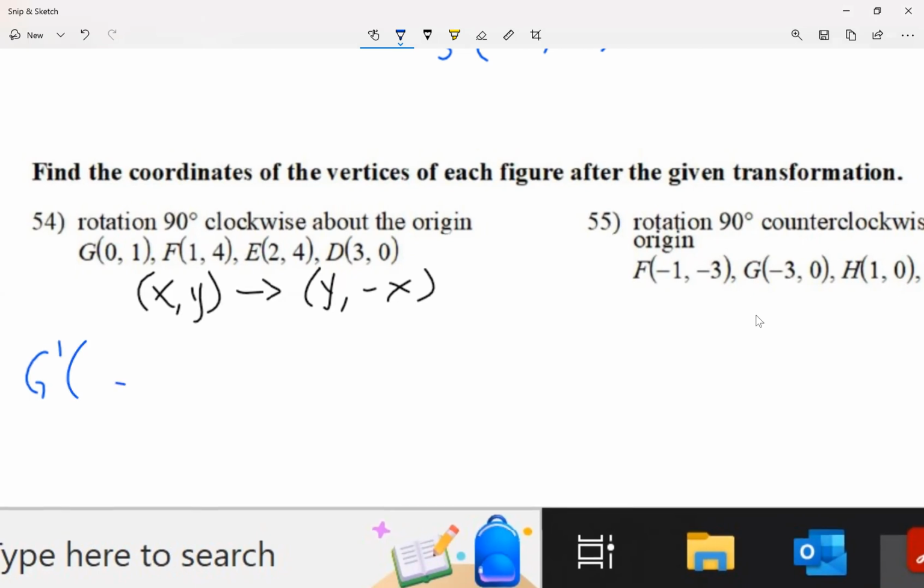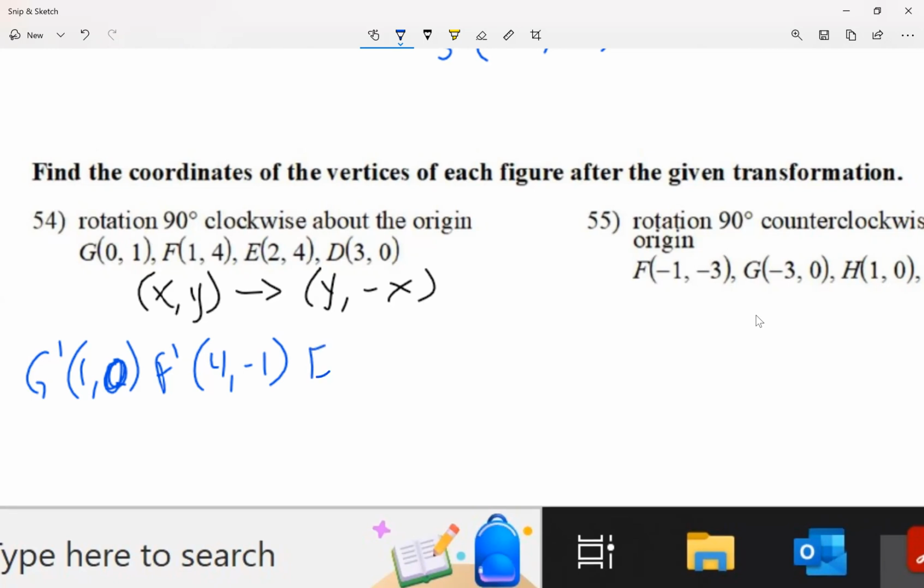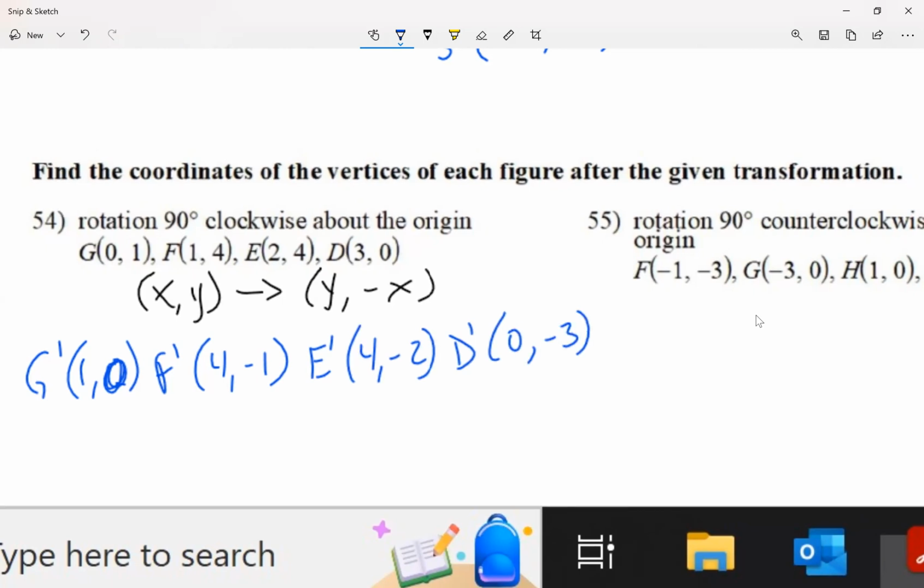Okay, not bad. So G prime is going to become (1, 0). There's no such thing as a -0, so I just call it 0. My F prime values are going to be (4, -1). Notice I switched the sign on the 1. My E prime will be (4, -2). And lastly, D prime will be (0, -3). All right, that's not bad.